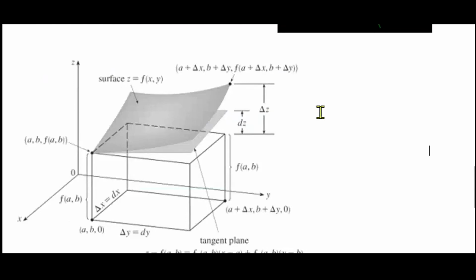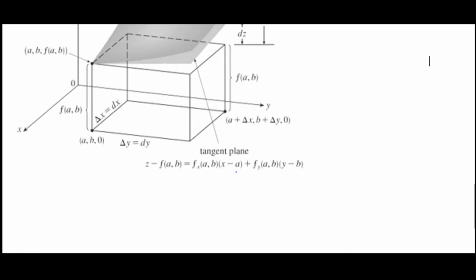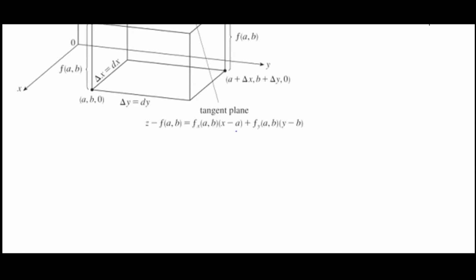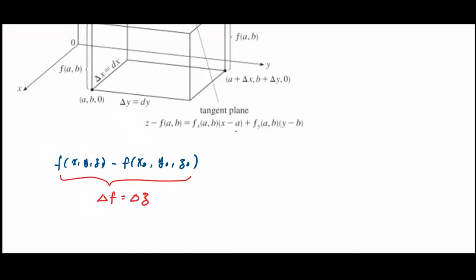So let's just think about that a little bit. So if you want to make f of x, y, z minus f of x naught, y naught, and z naught, and that looks complicated, but this thingy is what I'm calling df, which is delta f, which is same as delta z. You know what I'm saying?